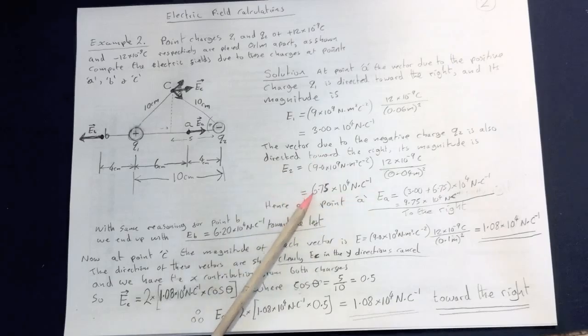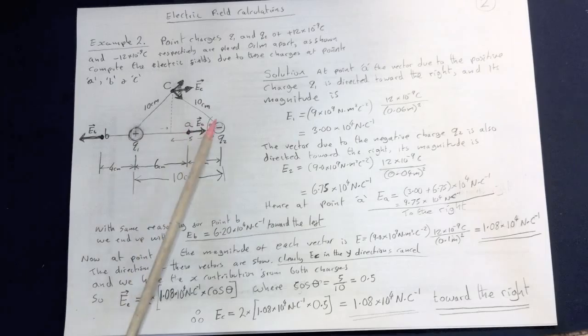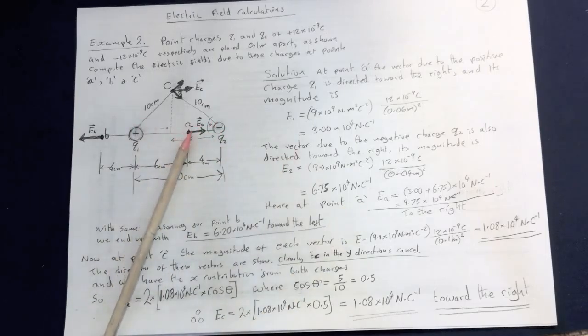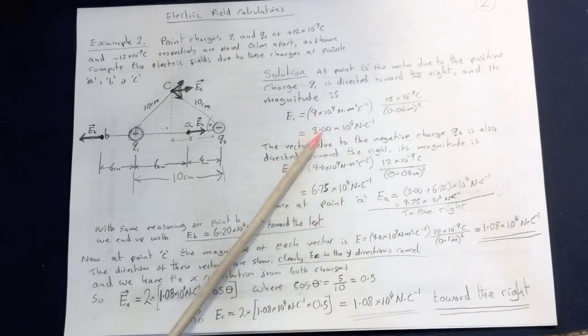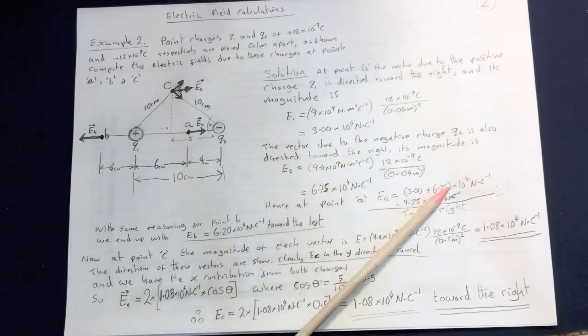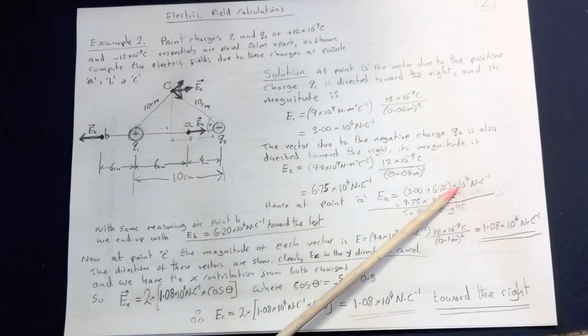If you plug in the numbers, you end up with 6.75 times 10 to the 4 newtons per coulomb. So the resultant field is the sum of both of those. It's the sum of the contribution from that one and the contribution from that one, which gives us the total field at point A, basically the 3 plus the 6.75. I've just put those in brackets, and obviously the units outside are the same, 10 to the 4 newtons per coulomb.